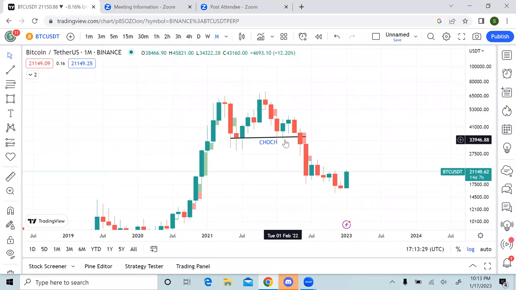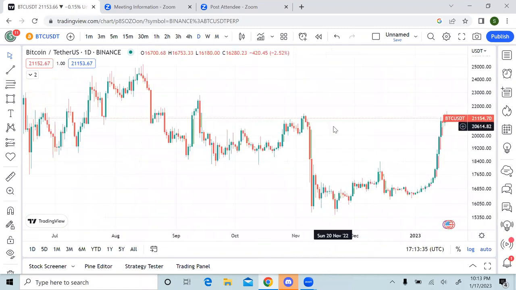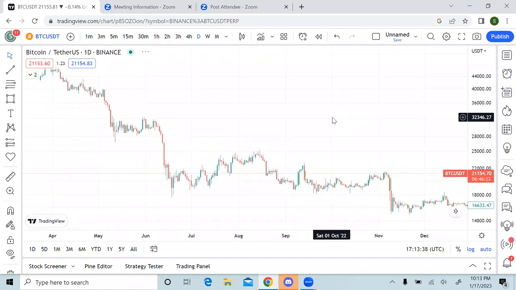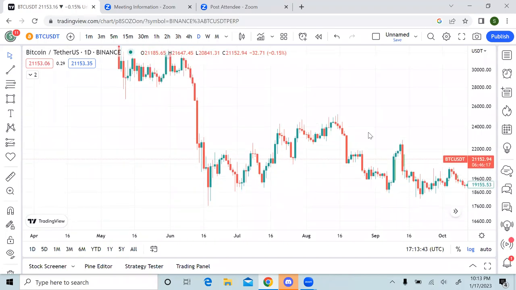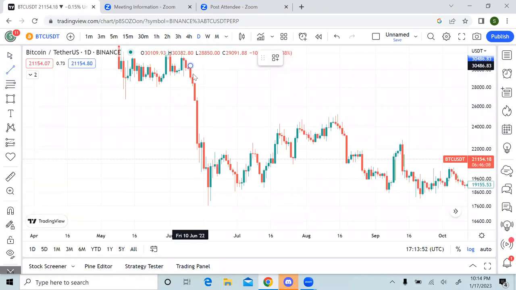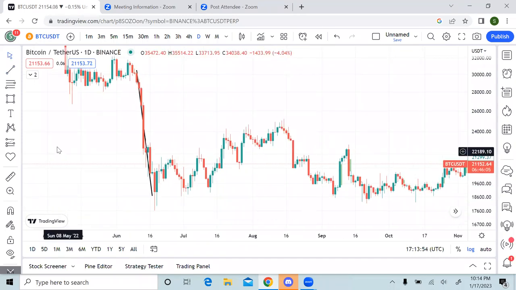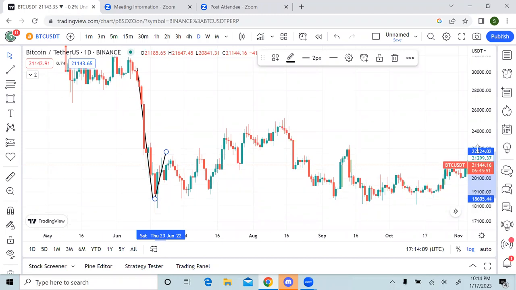Simple. Now on the lower time frame, we will see how MSB works and how BOS works. Look here. This was our proper lower low creation here. Lower low here. Lower high. Lower low. Lower high. This is a higher low because this low didn't break. Higher high. Double top. Again, this was broken here.